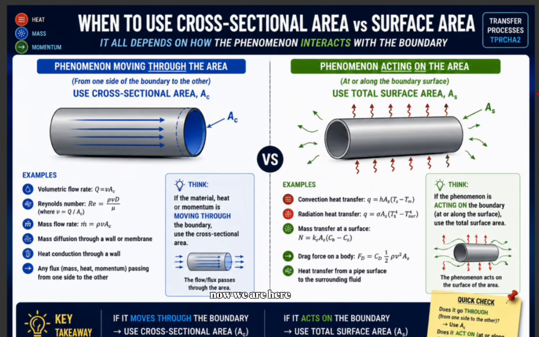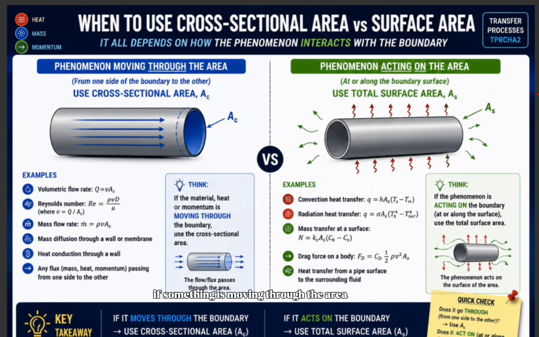Now we are here. The second most common mistake that people have been making: when to use the cross-sectional area or the total surface area. This all depends on how your phenomena is interacting with whatever boundary that you have. It might be an opening of a pipe. It might be from one surface to the other surface of a flat plate. But let's just look at it.